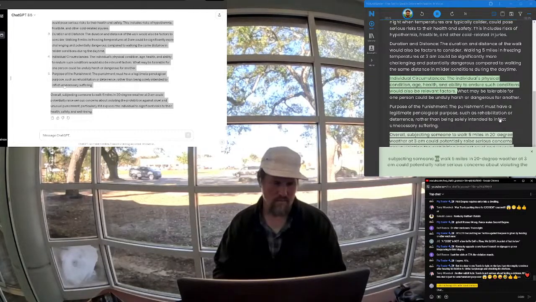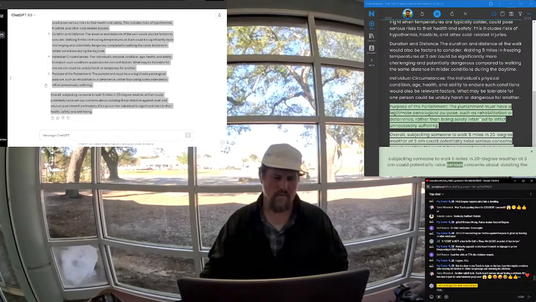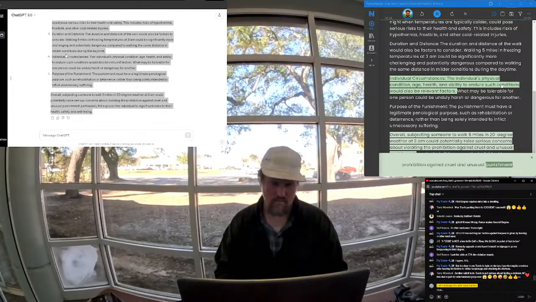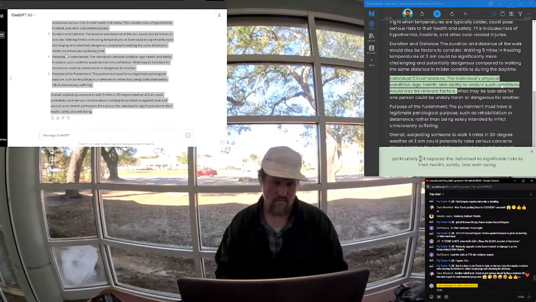Overall, subjecting someone to walk 5 miles in 20-degree weather at 3 a.m. could potentially raise serious concerns about violating the prohibition against cruel and unusual punishment, particularly if it exposes the individual to significant risks to their health, safety, and well-being.